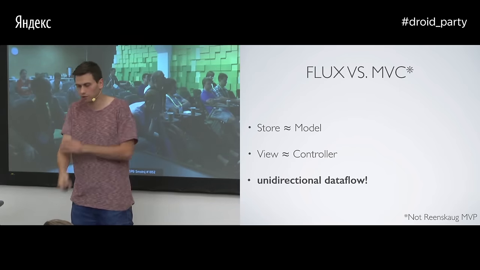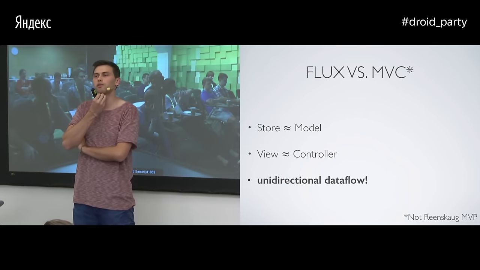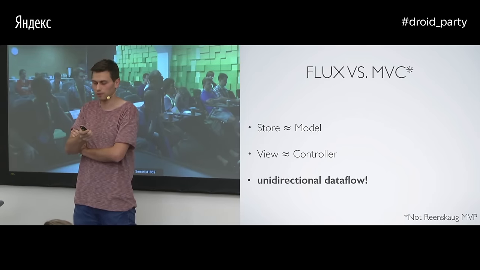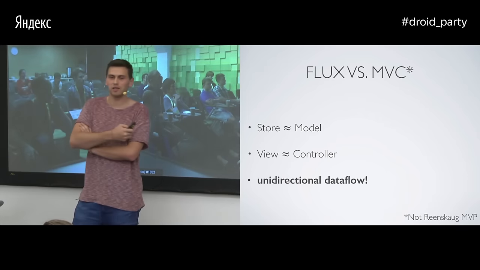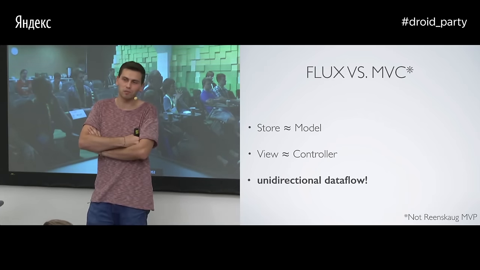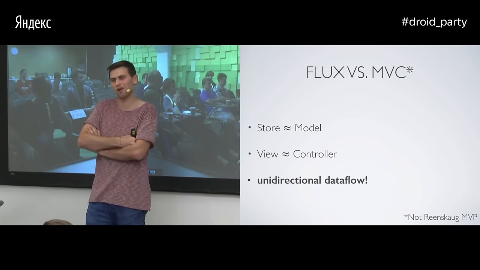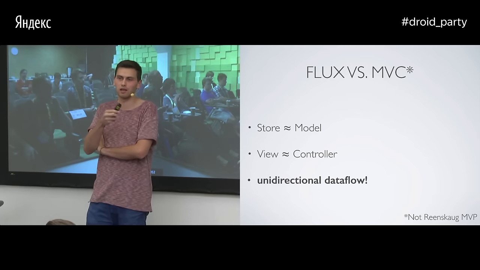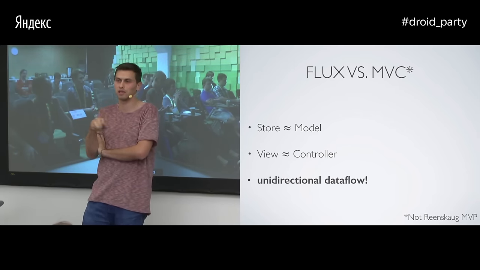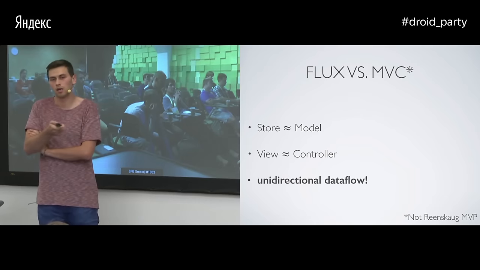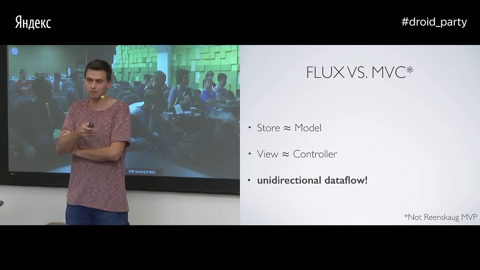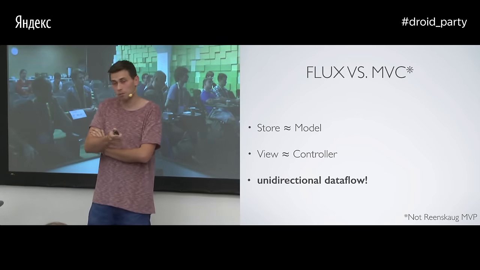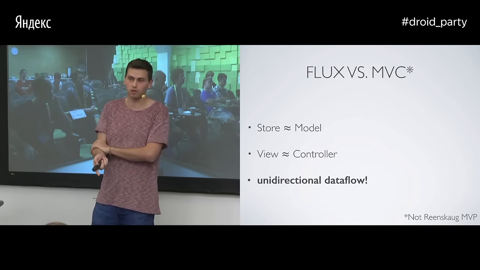But if you think about Flux, what's actually the difference to MVC? The store is basically a model because the store gets observed by the view. And the view is also kind of a controller because, as already said, it handles some click listener or some checkboxes and then triggers an action. So basically it's just MVC from my point of view, but with an unidirectional data flow, which is a great thing.